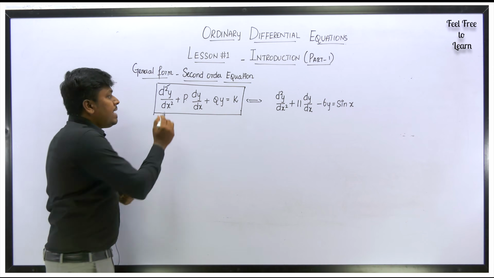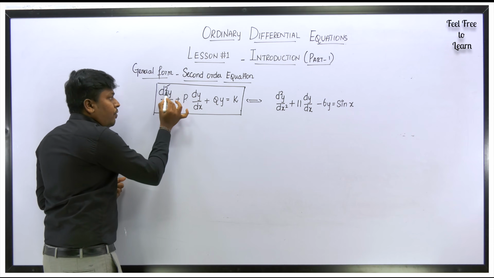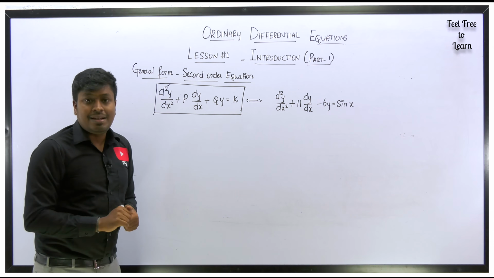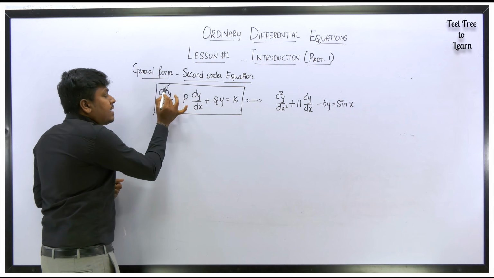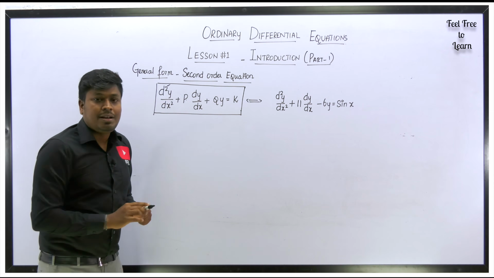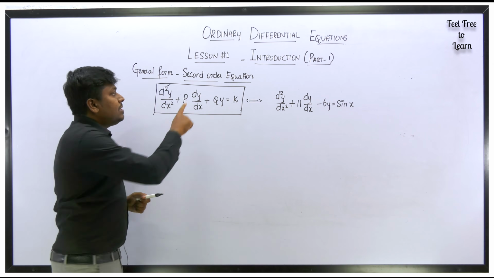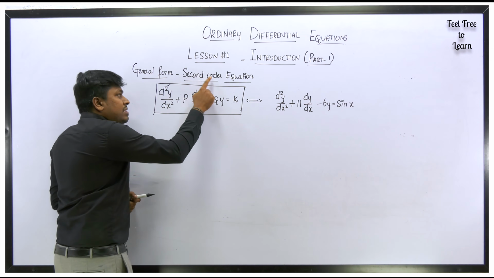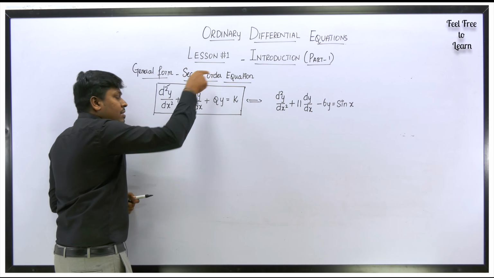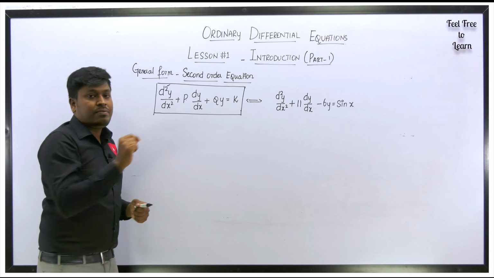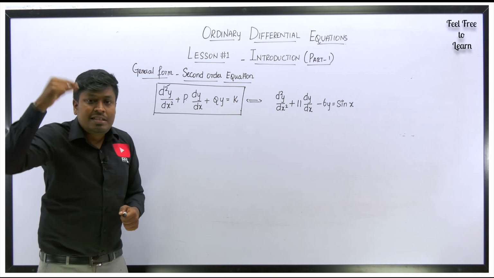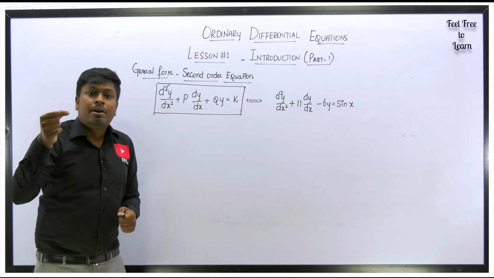Got it? If an equation starts with d power 4 divided by dx power 4, then it is called a fourth order equation. If the equation starts with d power 1 y by dx power 1, then it is called a first order equation. Understood? So these words denote second order, first order, third order, fourth order, and all of that is based only on the starting term of the equation. If it is d square, second order. If it is d cube, third order. If it is d power 4, fourth order. If it is d power 1, first order.